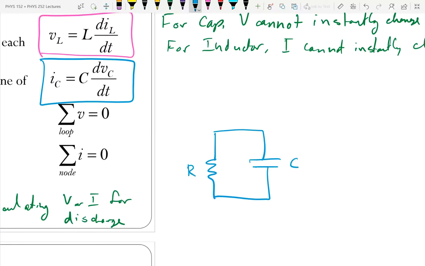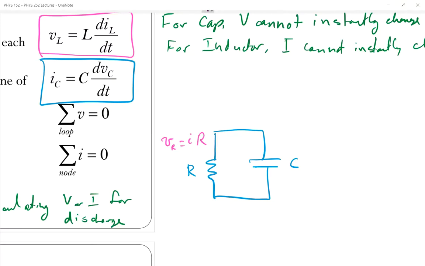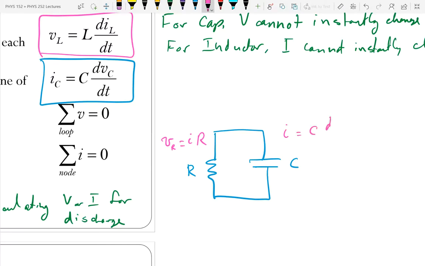And I need to make a relationship between those two. So first, I said we have to use Ohm's law. Voltage across the resistor is equal to I times R. And the equivalent relation for the capacitor is that current is equal to C dV_C/dt. And then I need to make an equation. I can use either Kirchhoff's voltage law or Kirchhoff's current law.